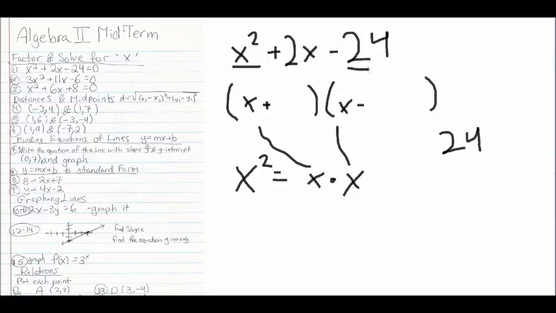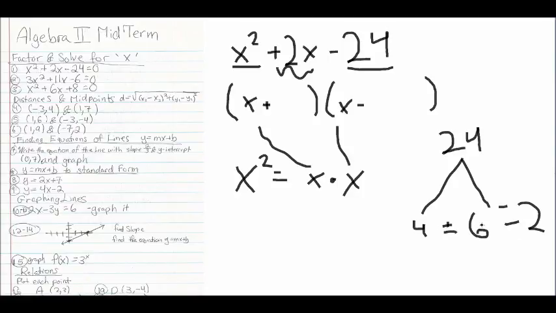Now we look at 24. You see we took care of the x squared. Now we're looking at the 24. We have to look to see what two factors of 24 will give us 2. Let's think it through. What two factors of 24 will give us 2 when added or subtracted? Oh, I have an idea. 4 and 6. If added or subtracted will give us 2 because 6 minus 4 gives us 2.